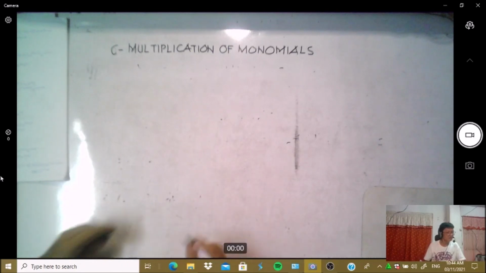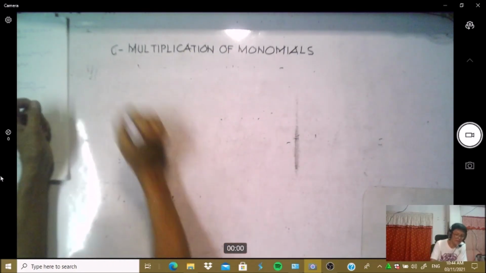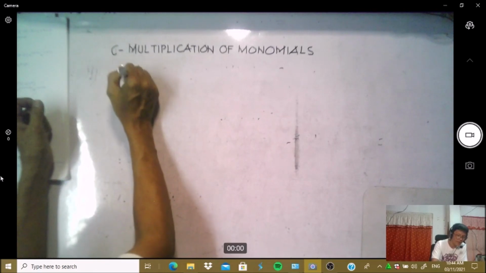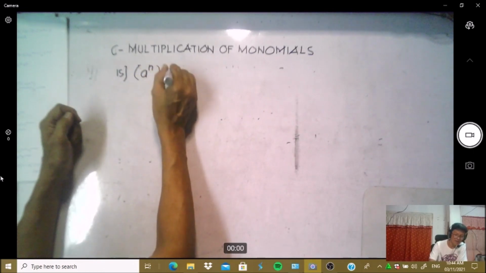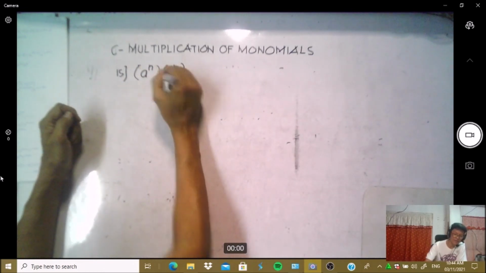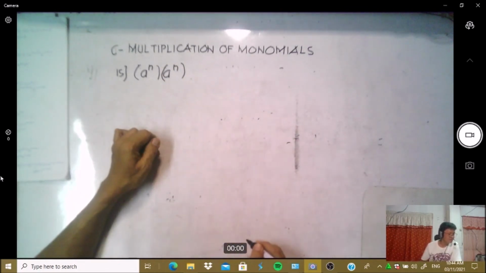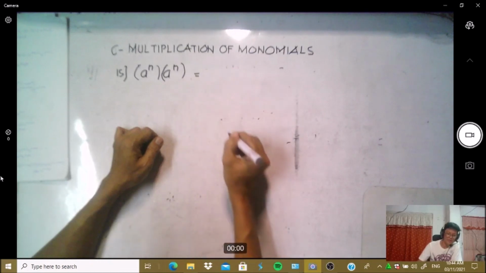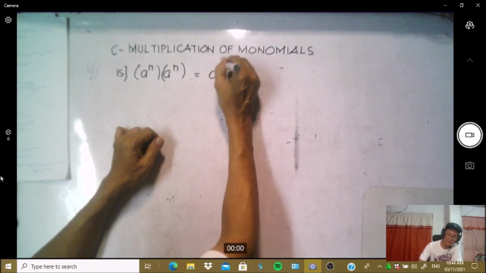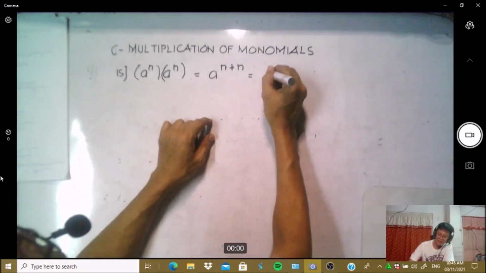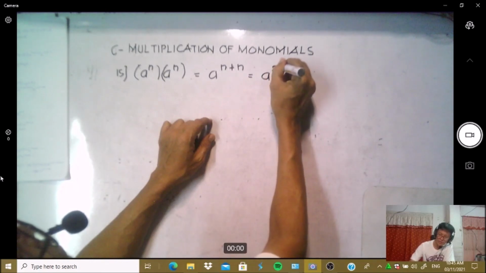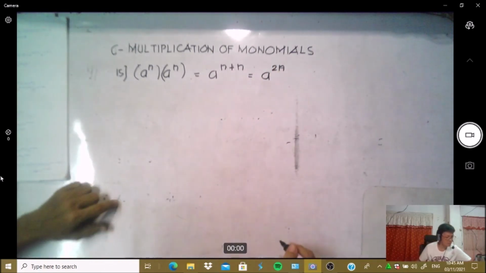Okay, so again, let us have number 15. For number 15, we have A raised to N, then A raised to N. Now this time, we have to multiply monomial with unknown exponent or variable exponent. So we have to apply the same. We have to add exponent. We have A raised to N plus N. Okay. So we have A, N plus N is equal to 2N. And therefore we have A raised to 2N.